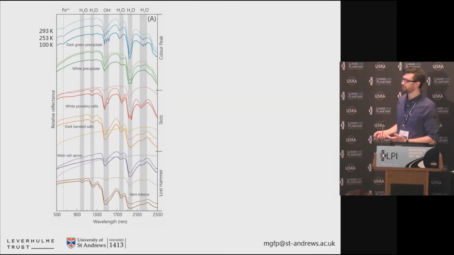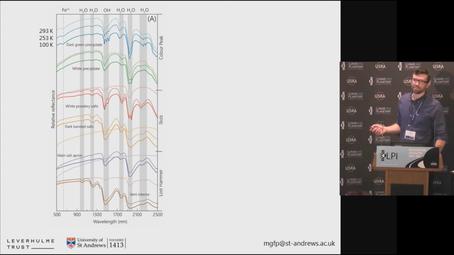And when we look at the near-infrared spectra, we can start to see the effects of that temperature change quite clearly. So we measured these salts at 3 temperatures. We brought samples back to the lab. We measured them at 293 Kelvin, about room temperature, 253 K, about -20 C, and then at sort of ballpark Europa surface temperature of 100 Kelvin.